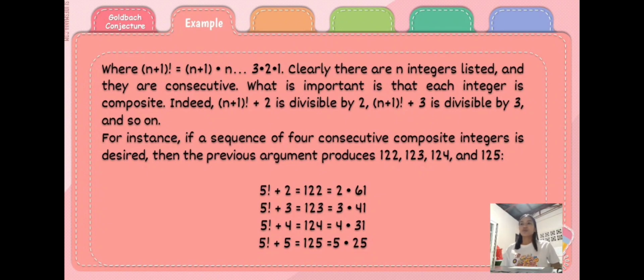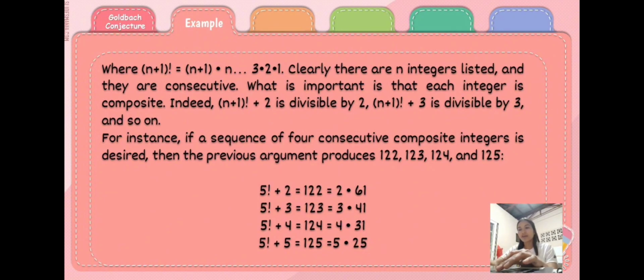So here we have the factorial of 5 plus 2, 122, which is equal to 2 times 61. As we can see here, 2 and 61 have even greater gaps. So the product of two prime numbers is an even number.